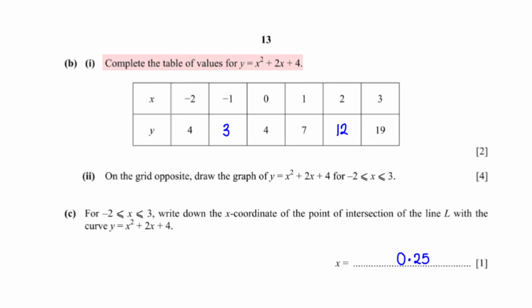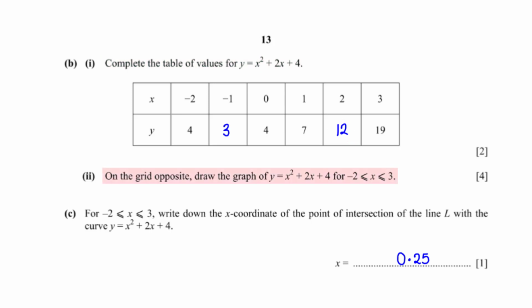Complete the table of values for y equals x squared plus 2x plus 4. When we substitute x equals -1 into the given equation, we get y equals 3. And when we substitute x equals 2 into the equation, we get y equals 12.